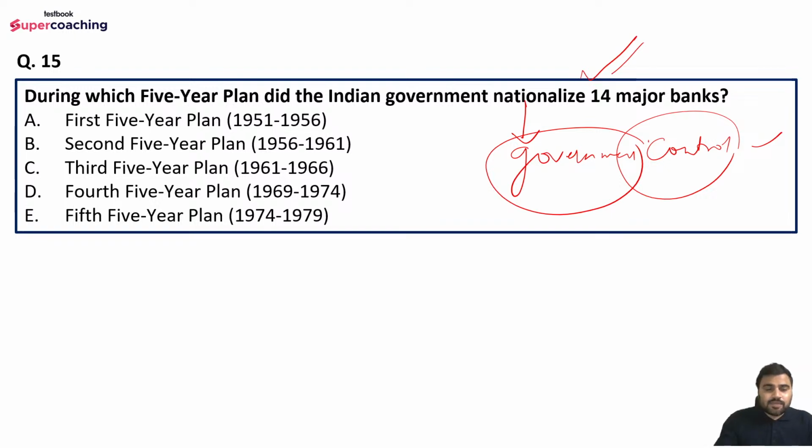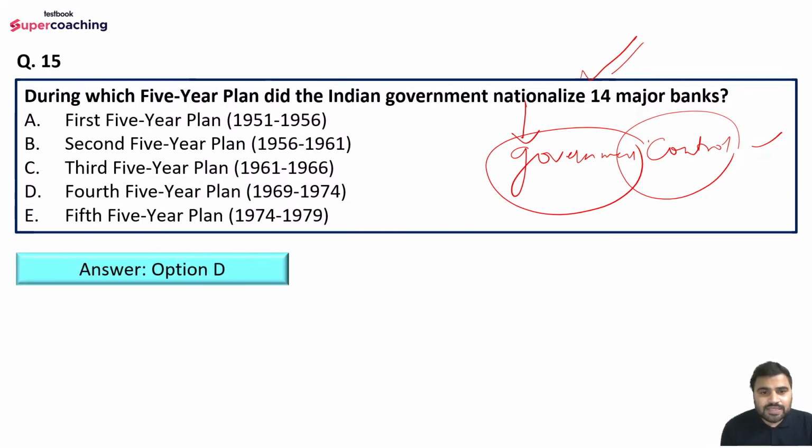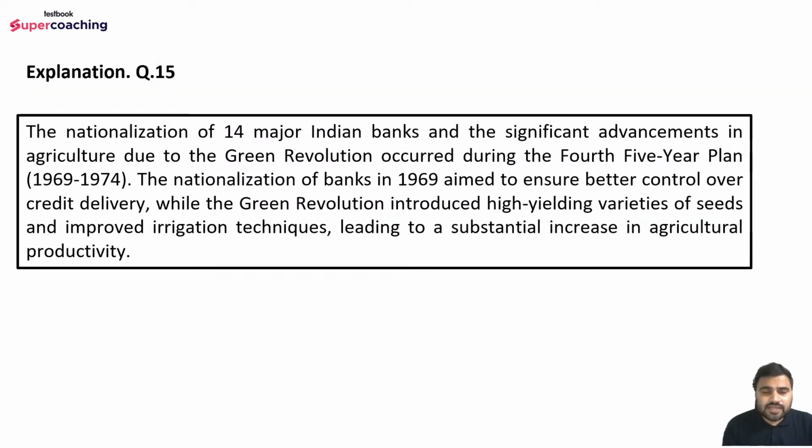So it is in the period of fourth 5 year plan, that is 1969 से 74 में, right? So यहाँ पे basically the nationalization of 14 major Indian banks and the significant advancement in agriculture due to the Green Revolution occurred during the fourth 5 year plan. The nationalization of banks in 1969 aimed to ensure better control over credit delivery, while the Green Revolution introduced high-yielding varieties of seeds and improved irrigation techniques, leading to a substantial increase in agricultural productivity.